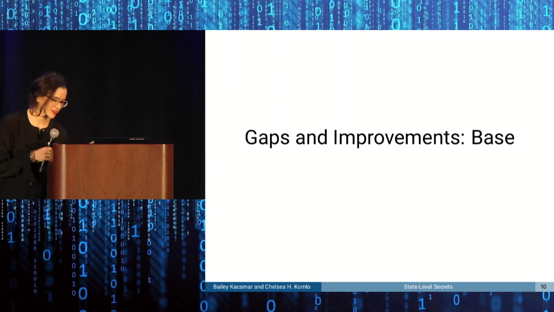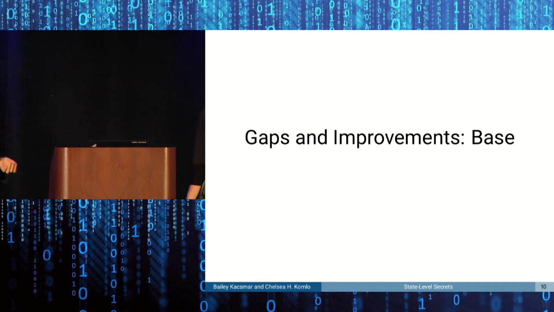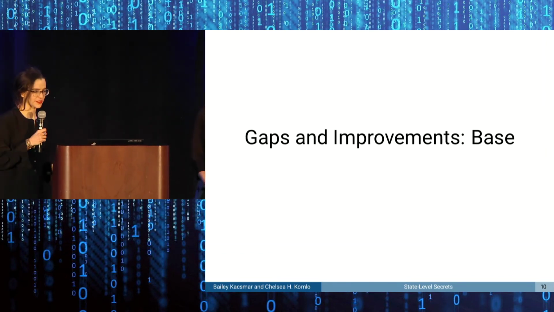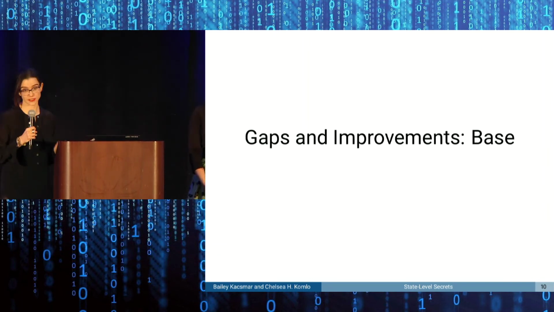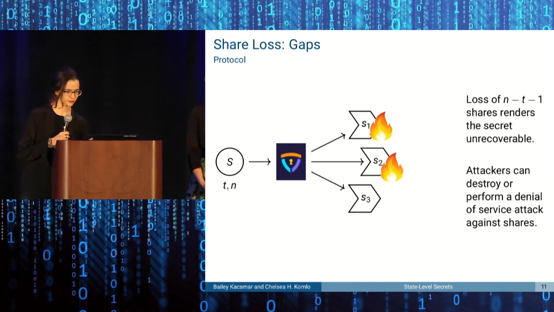Okay, so as Bailey mentioned, Sunder and secret sharing schemes are being used in practice by journalists. And so we're going to look at the gaps and some improvements that can be done in order to help them achieve their intended security guarantees.